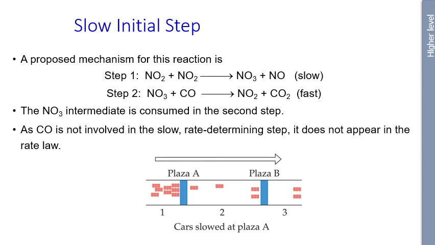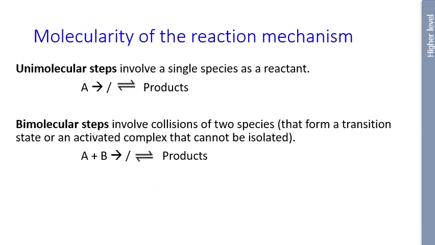In this particular case, the cars are slowed at plaza A, not plaza B. So basically the overall rate of reaction is determined by the slowing of the cars at plaza A. In terms of the molecules of the reaction mechanism, unimolecular steps involve a single species as reactant, whereas bimolecular steps involve collisions of 2 species that form a transition state or an activated complex that cannot be isolated. So there are the 2 ways that it can happen.